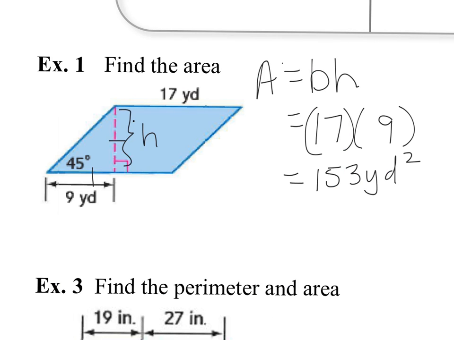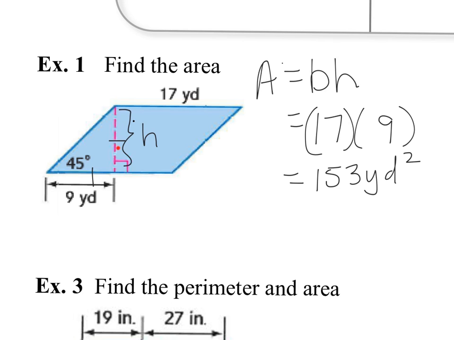Okay, example number 1, we're asked to find the area of a parallelogram. So the formula for the area of a parallelogram is just take the base times the height. Remember that the base and the height must be segments that are perpendicular to each other. So you'll see in the picture that the base of this parallelogram is 17 yards. The height is indicated by this red dotted line.